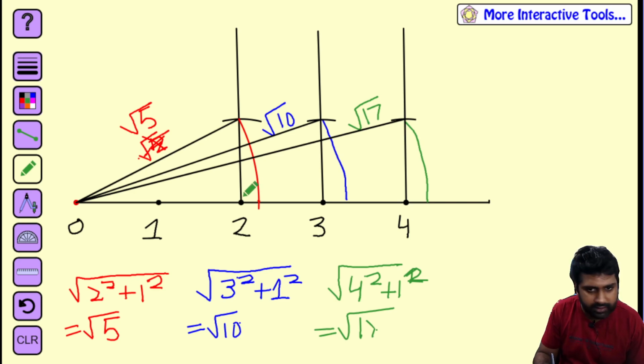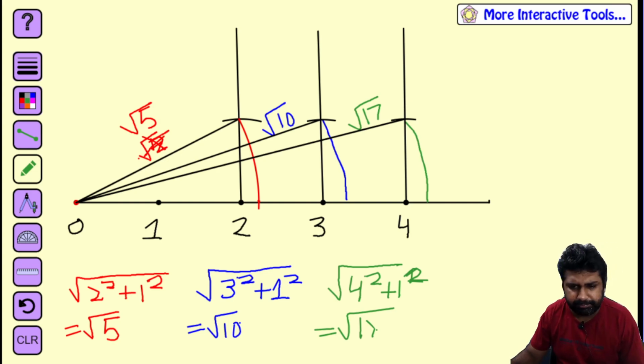For root 5, make a 90 degree angle on 2. For root 10, make a 90 degree angle on 3. For root 17, make a 90 degree angle on 4. And then measure 1 unit, mark the point, join with 0, trace it down. Okay, it's as simple as that.